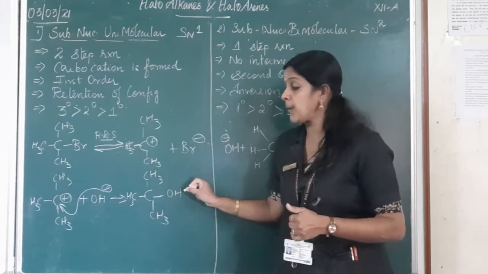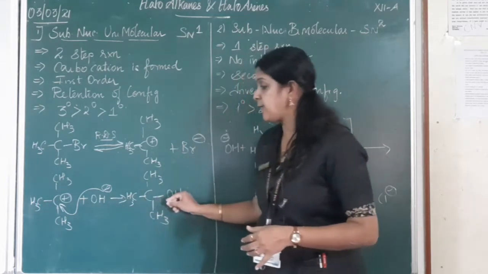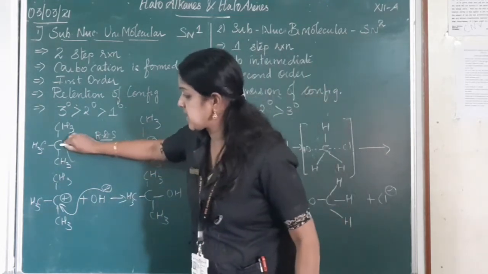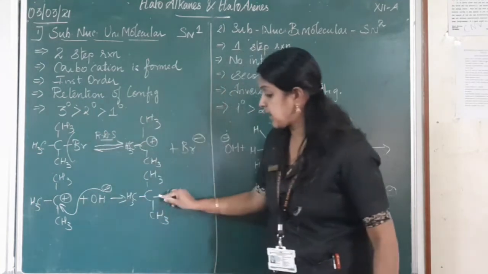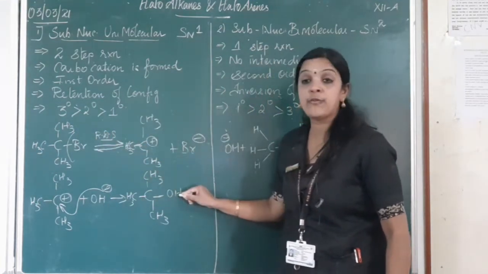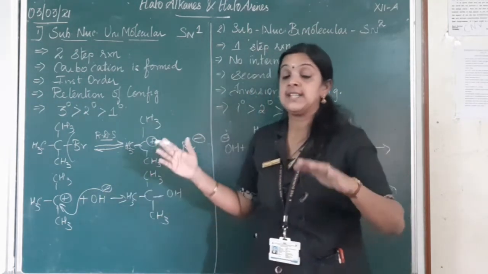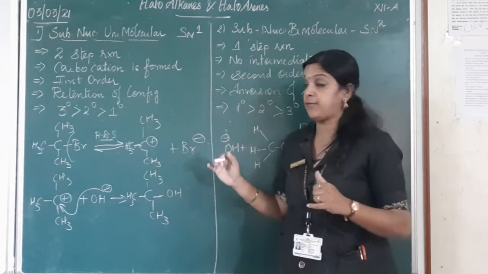The attack of the nucleophile is very, very fast. If you see the structure, carbon with 3 methyl groups, in the place of Br there is a substitution of OH. So this is called retention of configuration. There is no change in the configuration.